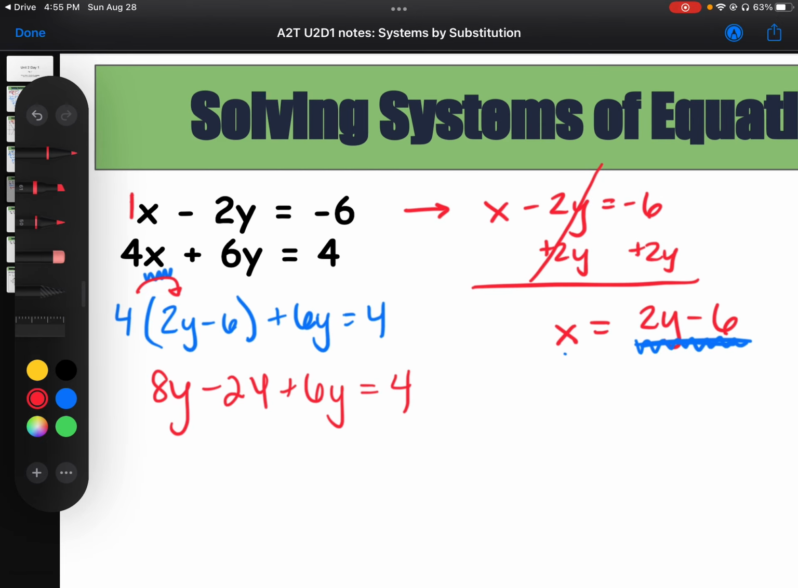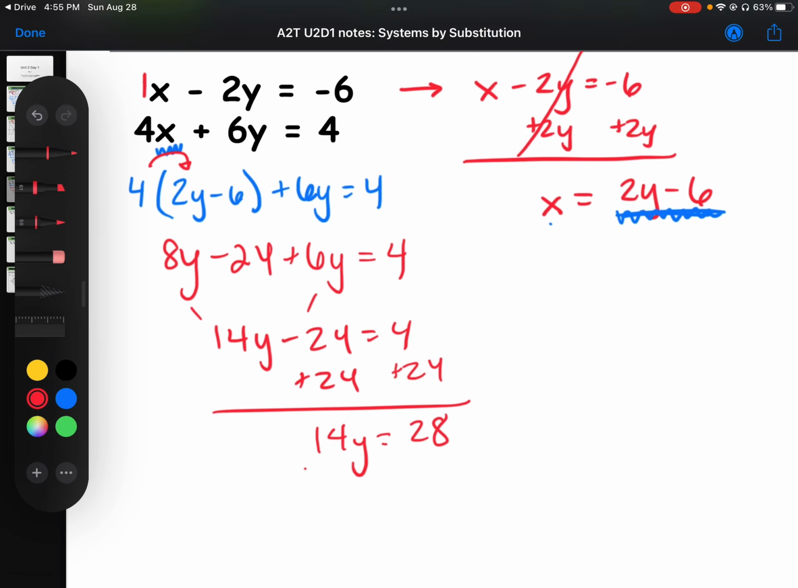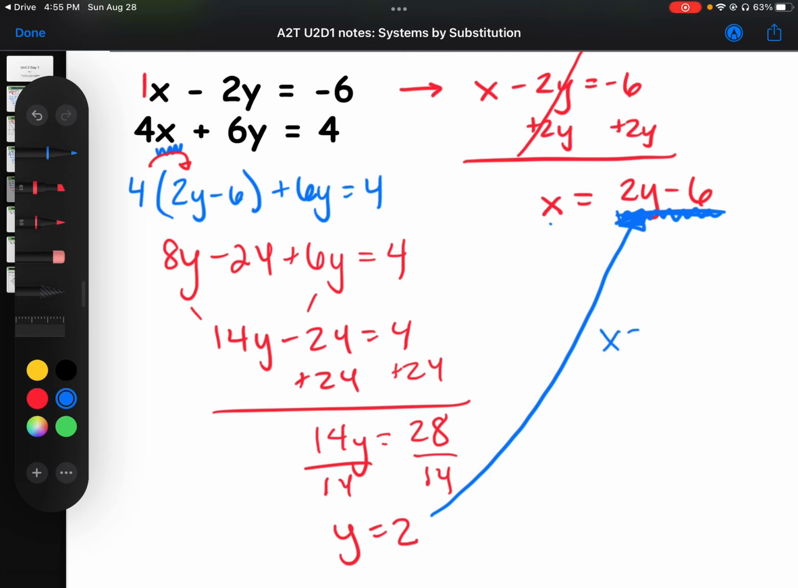Okay, combine your like terms. 8y plus 6y is 14y. Add 24 to both sides. Divide by 14. Okay, we know that y is 2, so we can take that and plug it into our isolated equation. X equals 2 times 2 minus 6. So our solution is negative 2, 2.